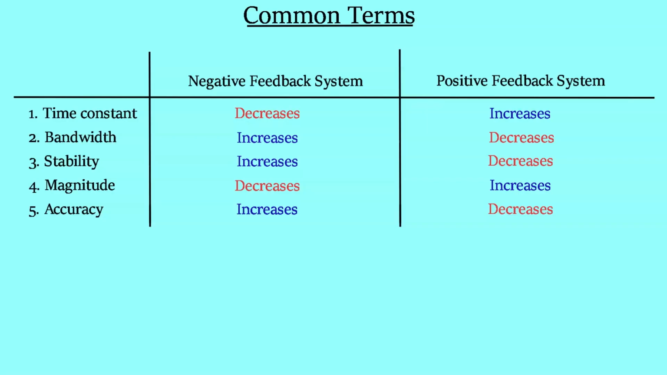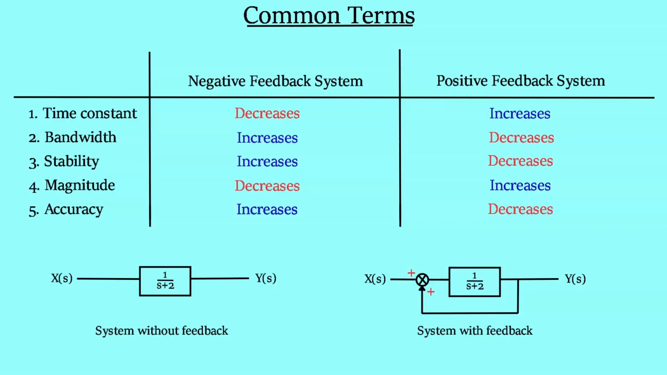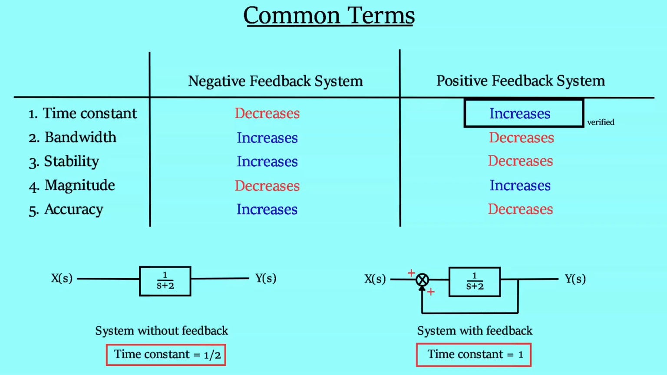It is very important for you to understand what these actually mean. Suppose that there is a system without feedback with transfer function 1 upon s plus 2, then if we apply feedback to the system, for reference I have taken positive feedback, you will realize the time constant in the first case will be 1 by 2, whereas the time constant in the second case increases and becomes 1. Therefore, the time constant of a positive feedback system is verified. The same way you can do for all the other parameters also.